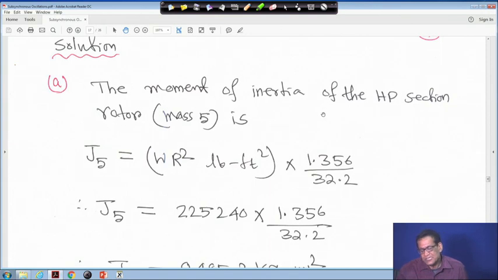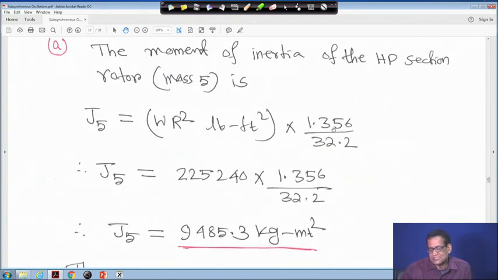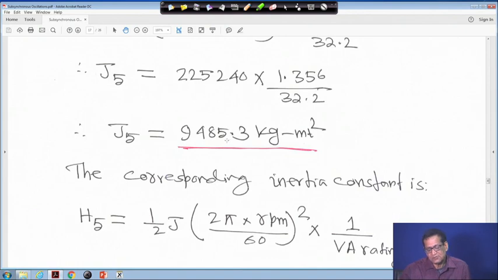The moment of inertia of the HP section rotor mass, that is mass 5, that is the high pressure section. We know this transformation from your synchronous machine chapter, that the inertia is given in lb feet square into 1.356 upon 32.2. This we have already done. So, here this inertia is given for section 5 in pound feet square, that is 2,25,240 pound feet square into 1.356 upon 32.2. So, that is actually 9,485.3 kg meter square.